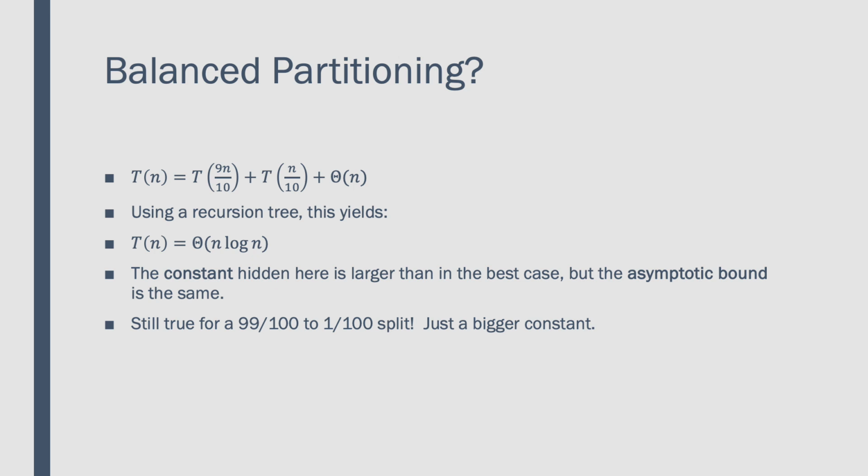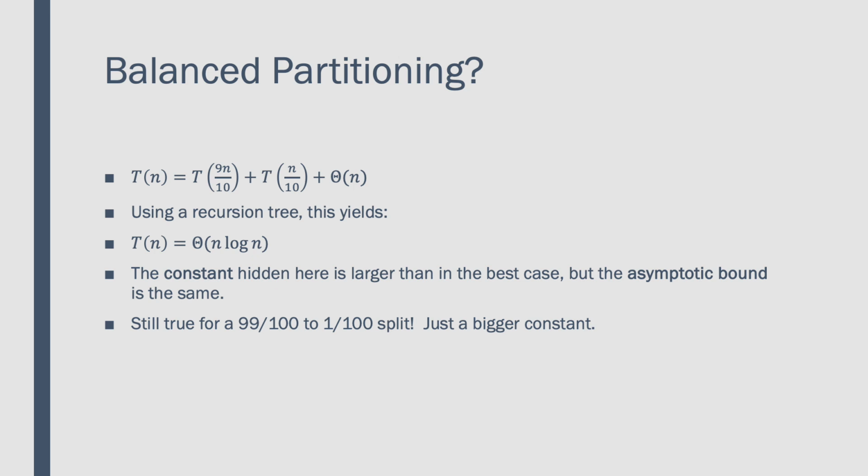Now to solve this recurrence relation, we use the recursion tree method. Each level of the recursion tree represents the work done to partition the array. As we go deeper into the tree, the left side reduces by 9/10 each time and the right side reduces by 1/10 each time. So the work per level stays proportional to n, but the tree's height increases compared to a perfectly balanced partition.